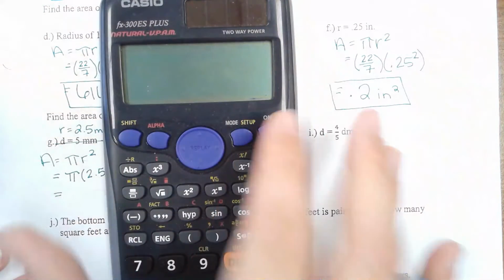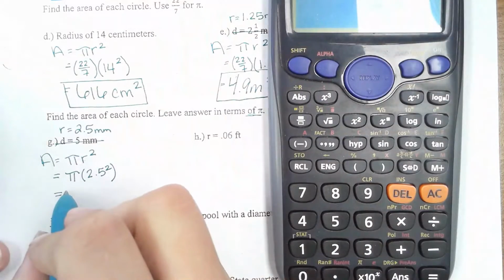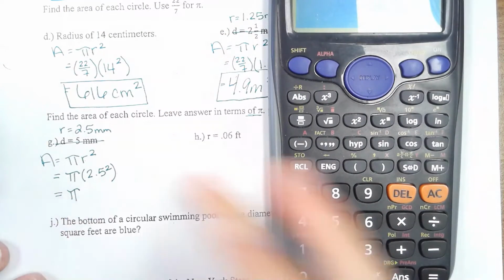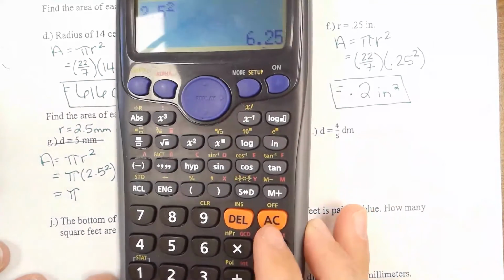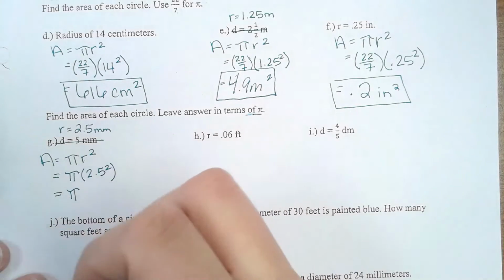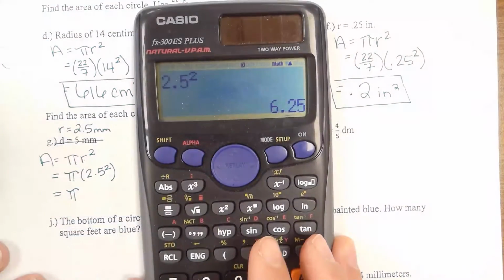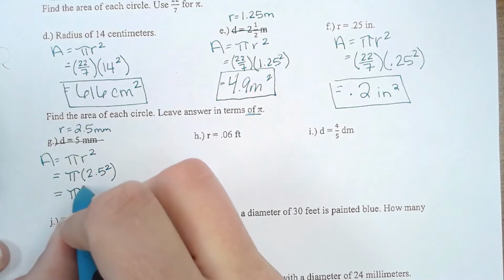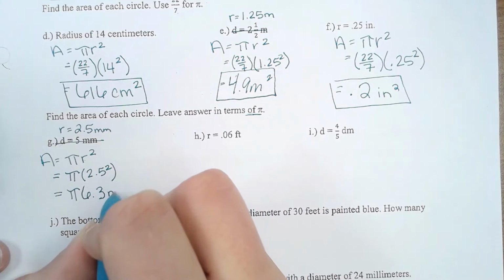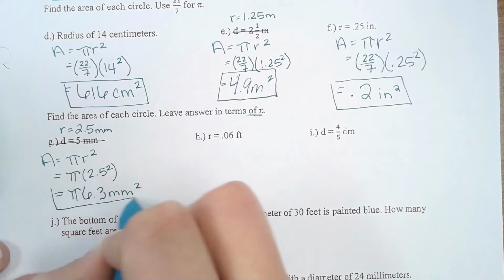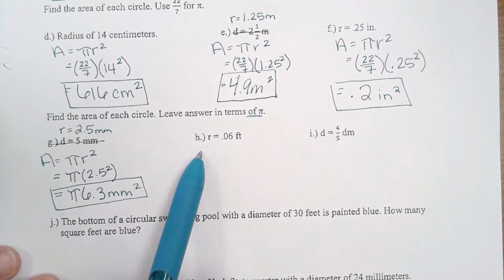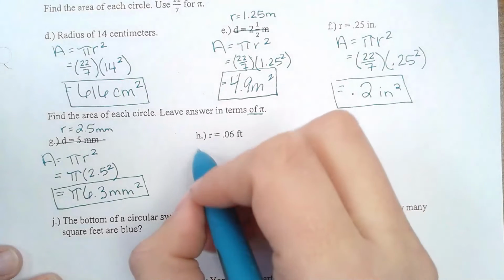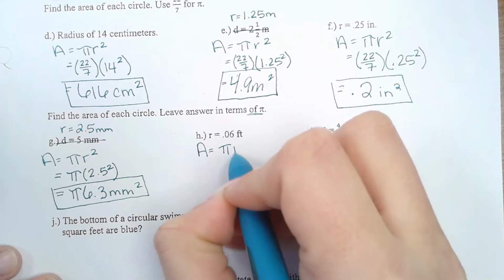So in your answer, you're going to keep pi, and then you're just going to take 2.5 squared. So your answer would be 6.25. Well, if I round it to the nearest tenths, it would be 6.3. So your answer would just be 6.3 pi millimeters squared. So again, keeping your answer in terms of pi, you're just simplifying everything else, but you're just leaving pi in there, okay? All right, so next one, so we have a radius of 0.06, which we want the radius, so we don't have to do anything with that number.